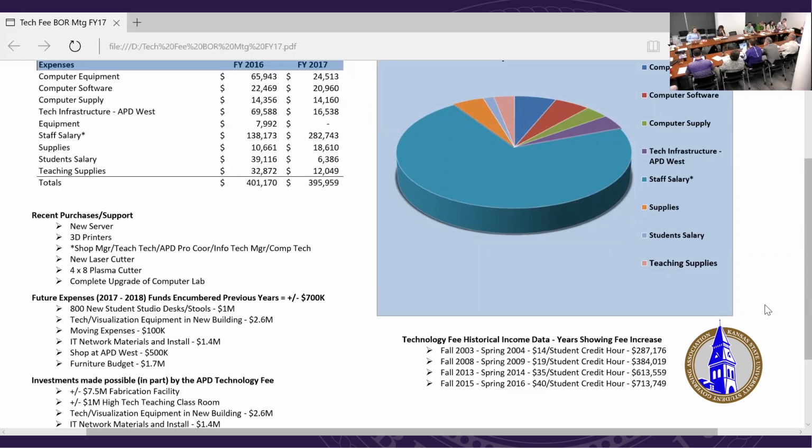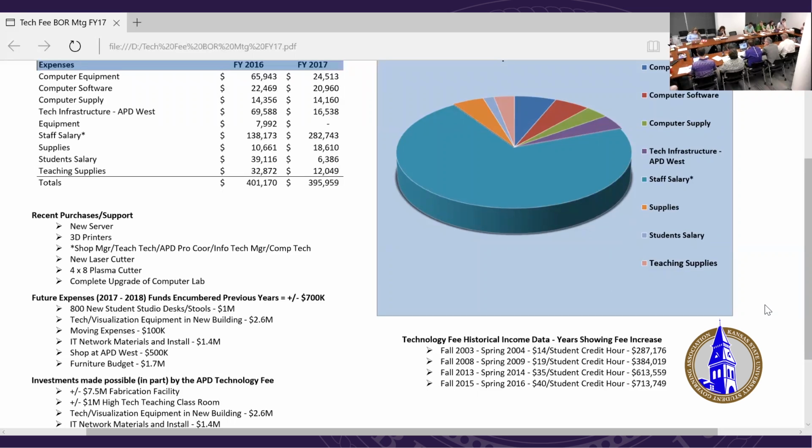And so some of our shop-related or technology-related folks have been moved over to this tech fee off of our salary lines. If you look down at recent purchases and support, the shop manager, teaching technician, APD pro coordinator, which was also our mentorship program, which the students wanted, and that was part of this fee agreement. The information tech manager, that's our IT guys and support staff, are largely subsidized, if not entirely, but mostly by this tech fee.